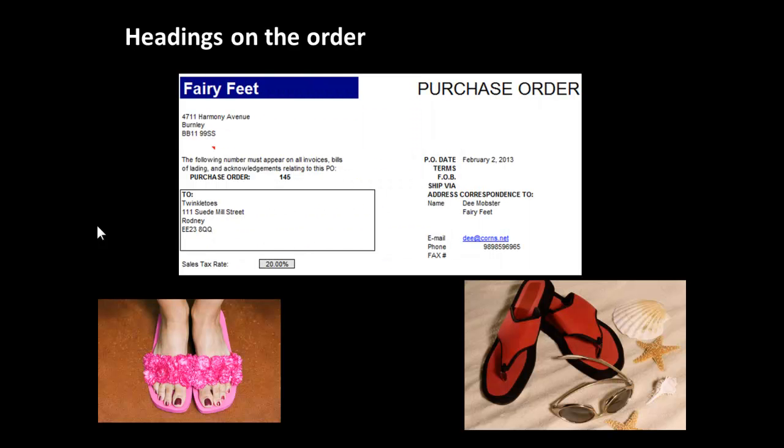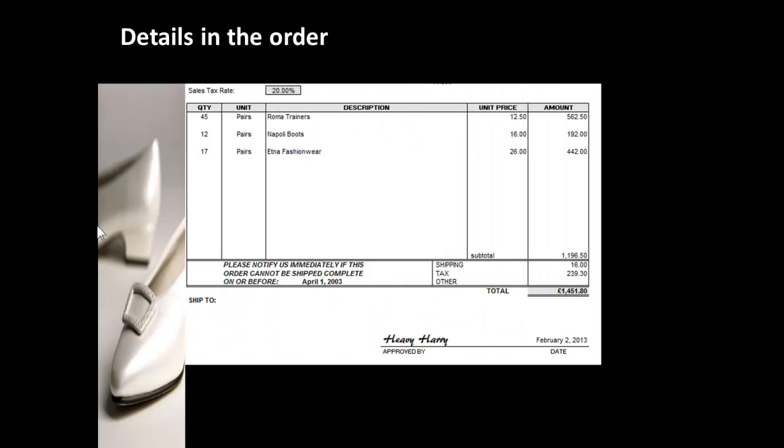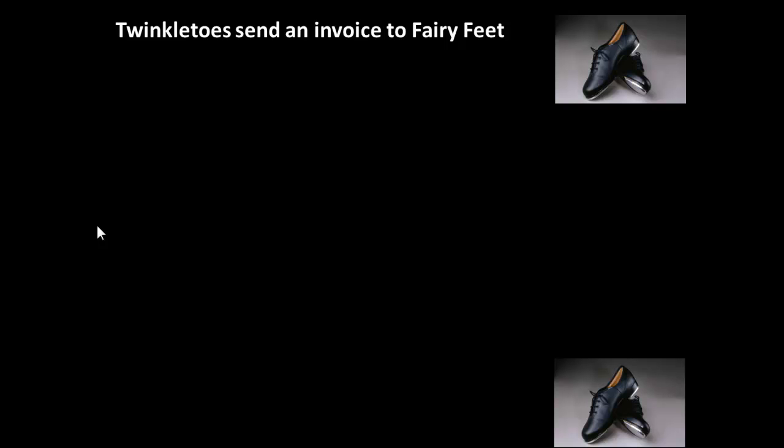The headings on the order then say who it's from, who it's to. It's on the left hand side. Gives the sales tax rate that they expect, the date of the order, and who to contact in the event of any query. And of course, it's a purchase order and it needs a number for reference. The number here on the left hand side is 145. And there we are, the details in the order again: the quantity, the items, the unit price, and the amount, and the total amount that they expect to pay.